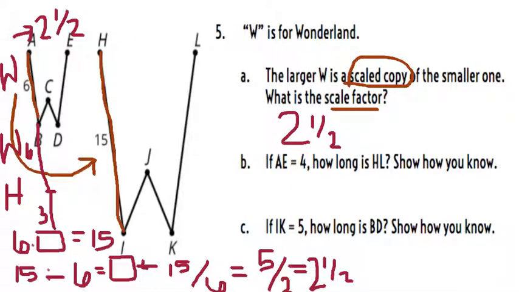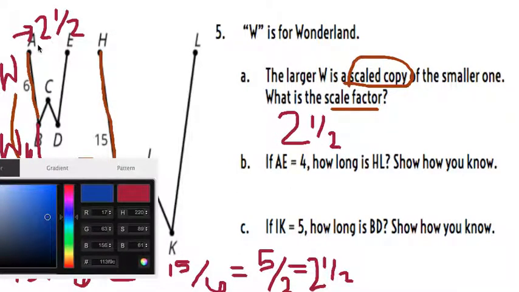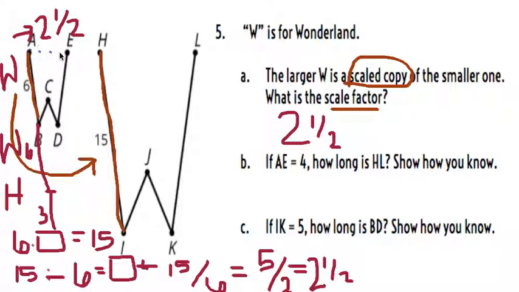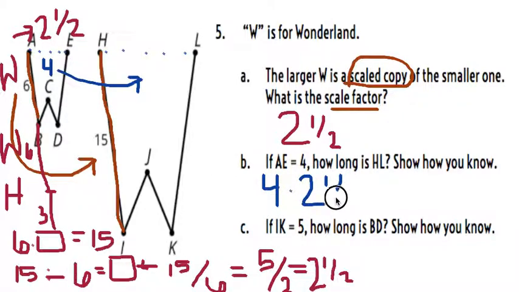So now, if AE, a distance that we have just between two points, is 4, how could we get from there to HL, its corresponding distance? So we have 4. We have a scale factor, 2.5. To get the new distance, we can just do 4 times 2.5, which would be like doing 4, and then 4 again, and then half of 4, or 2, which would get us 10.